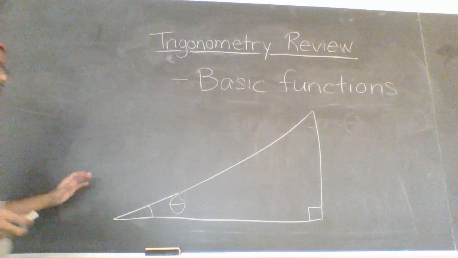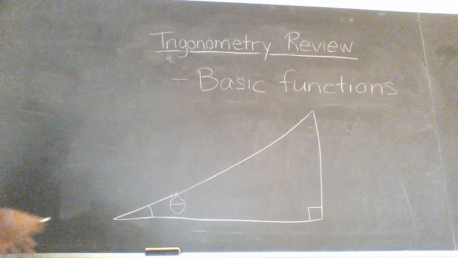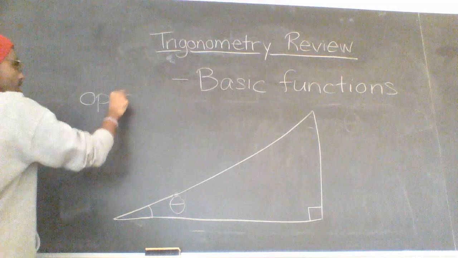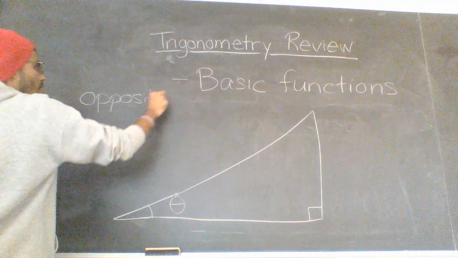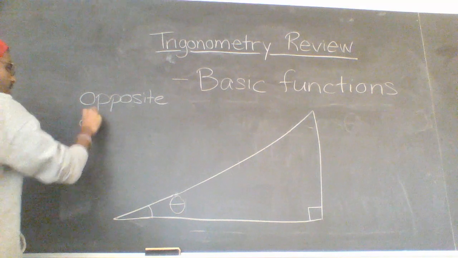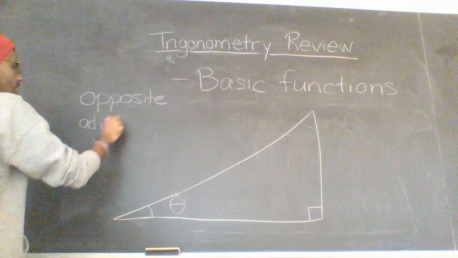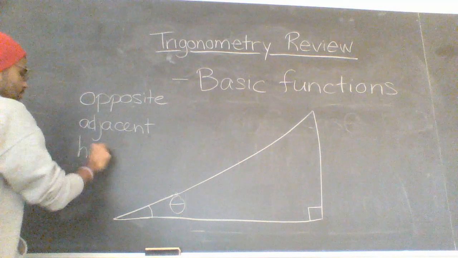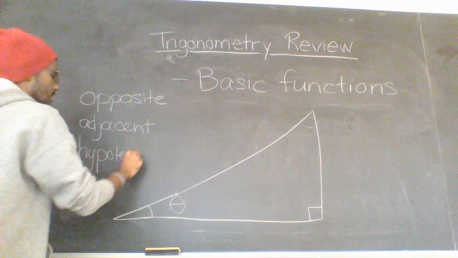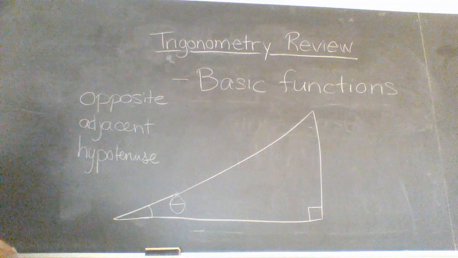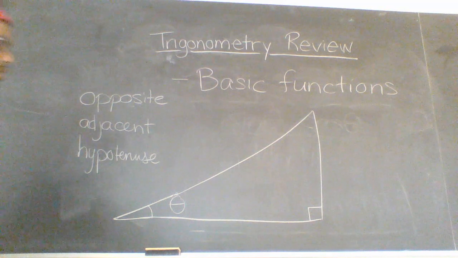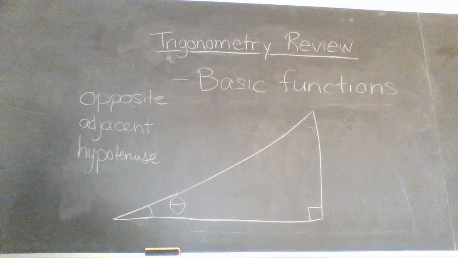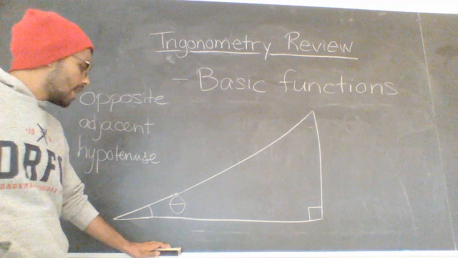Okay? It matters which corner you write theta in because that will change the names of the sides of the triangle. Okay, so we had three different sides to the triangle. We had the opposite side, we had the adjacent side, and we had the hypotenuse. Now the hypotenuse is always the longest side of the triangle. And if you have a triangle like this, it might be easy to see which side is the longest side.